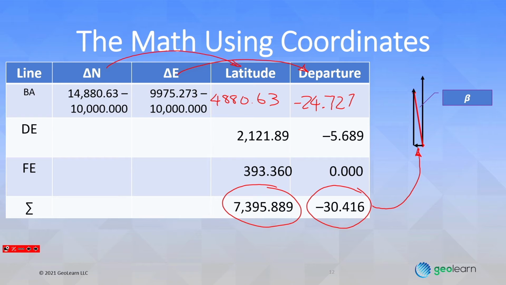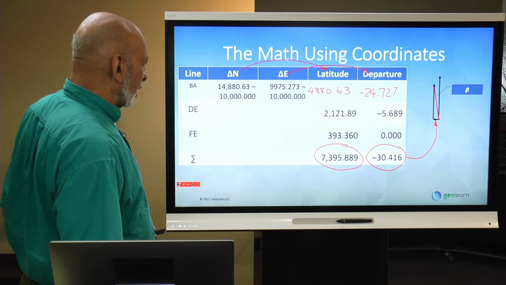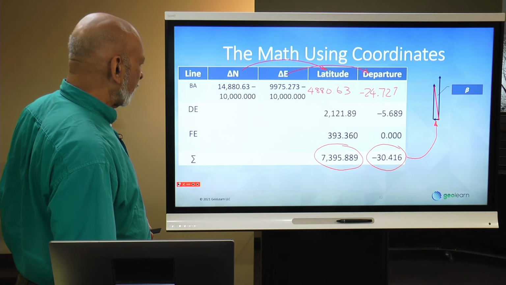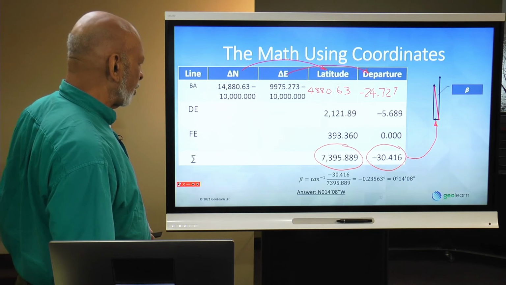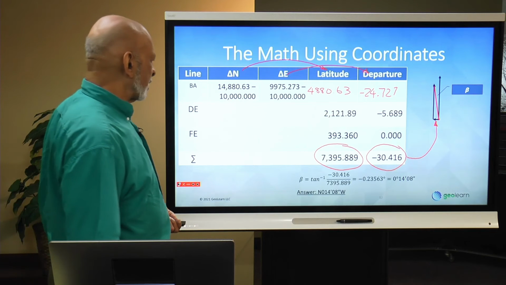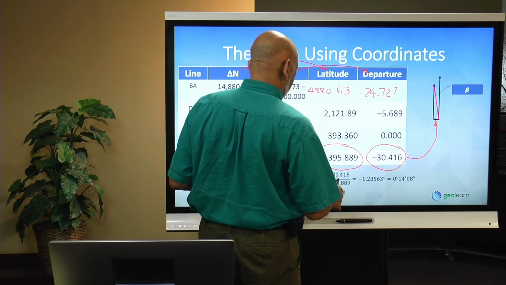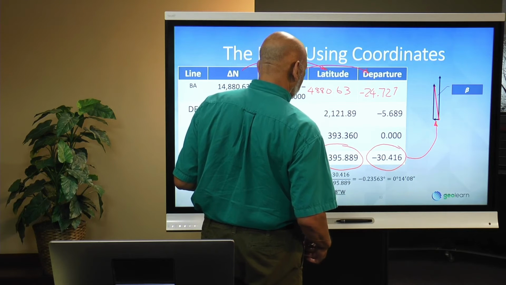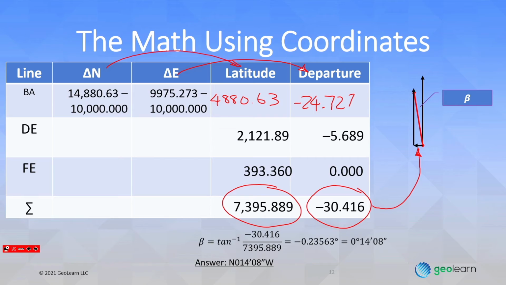And as you know, the length of the line is not important, but the bearing is, the bearing angle. So the bearing angle is exactly the same equation as we used earlier, except the numbers are negative 30.416 over 7395.889. And if you go back and compare, you will see that after the equal sign, it's the same thing. It's 0.23563 degrees or 14 minutes and 8 seconds. So the answer is north 0 degrees, 14 minutes, 8 seconds west. So that's pretty much it.